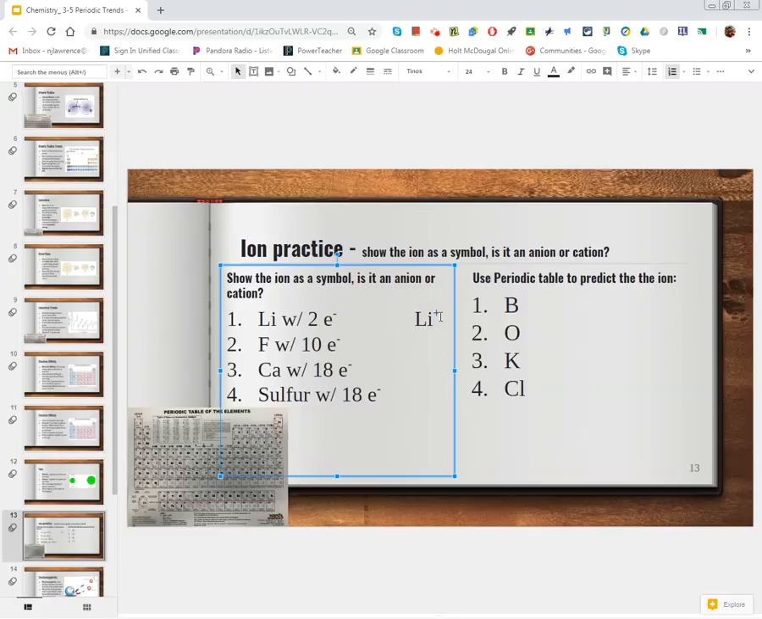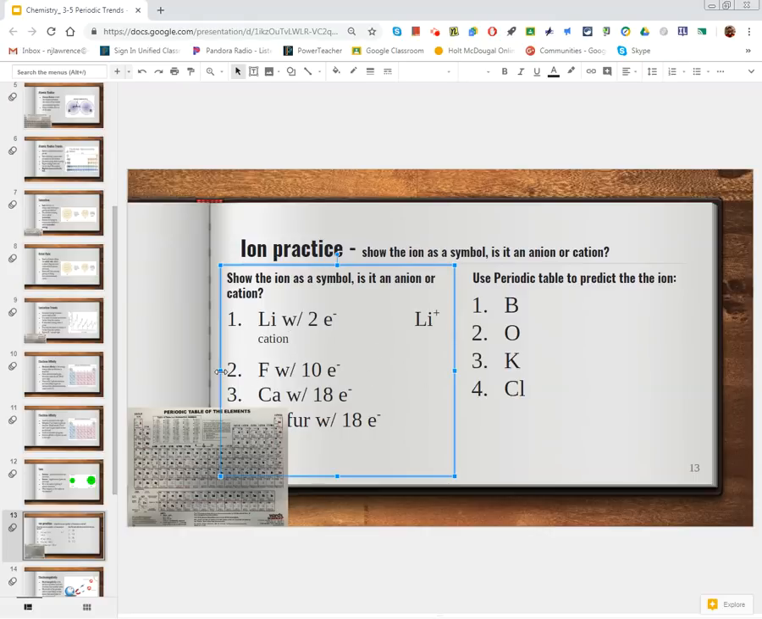All right, so again, how did lithium come to be written as lithium with a positive charge? Because I said he's lithium with 2 electrons. We know he has 3 protons. That's why he's called lithium with only 2 electrons. That's why he has a positive charge. Now, the question is, is lithium positive an anion or a cation? And you would be right to say that he is a cation.